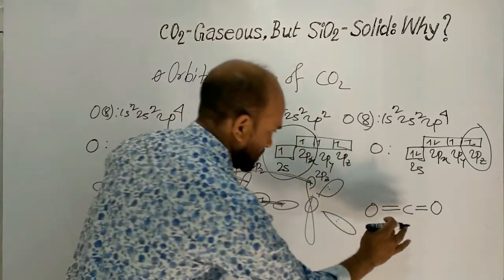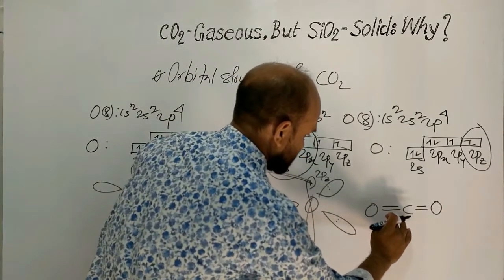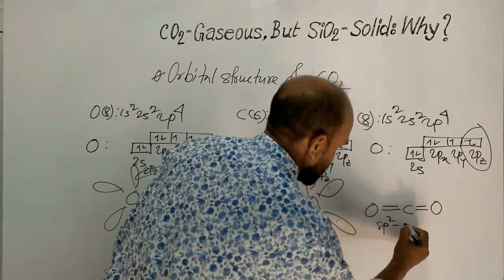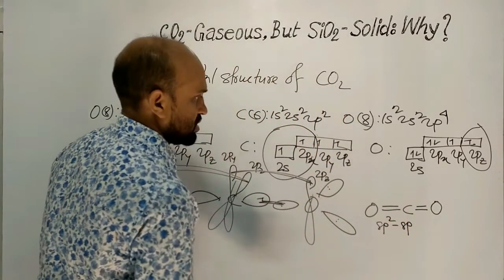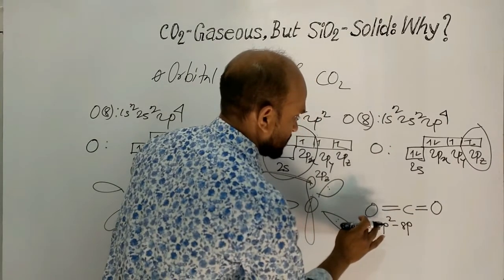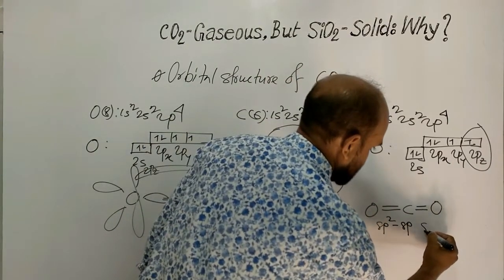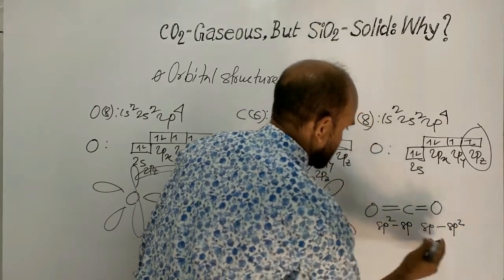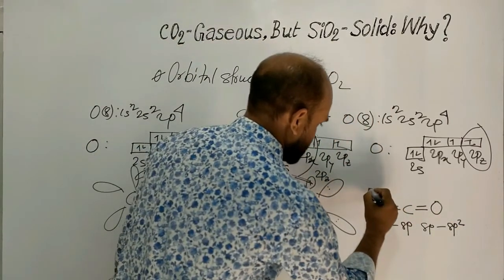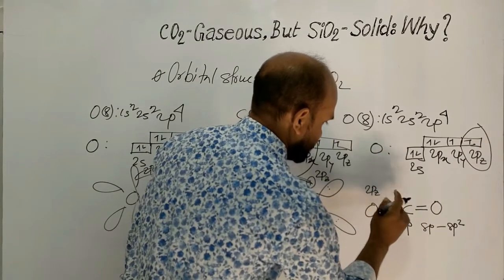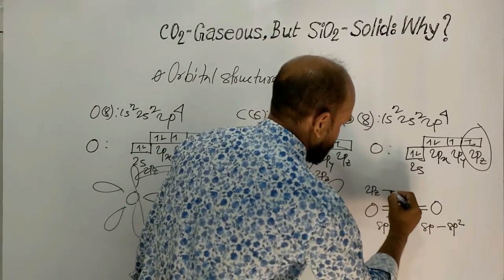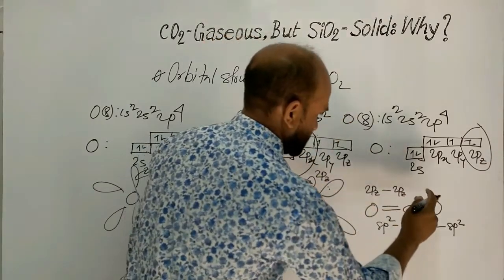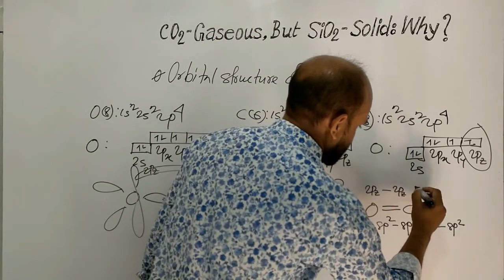Here, a sigma bond is formed by the overlap of the sp orbital of carbon and the sp2 orbital of oxygen. Then a pi bond is formed by the 2pz orbital of oxygen with the 2pz orbital of carbon. Another pi bond is formed.